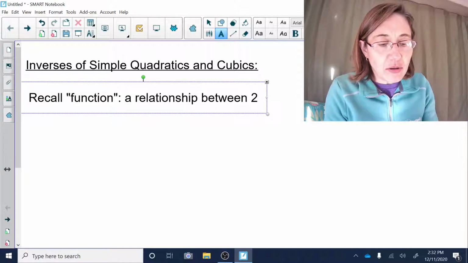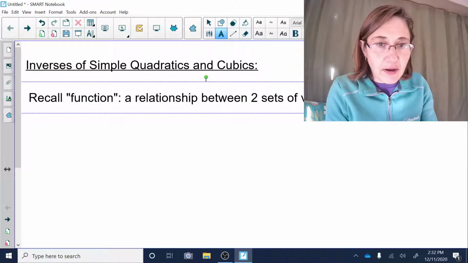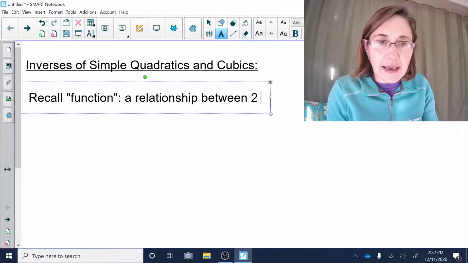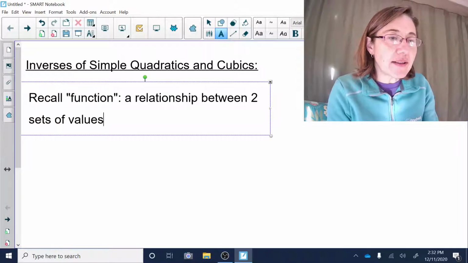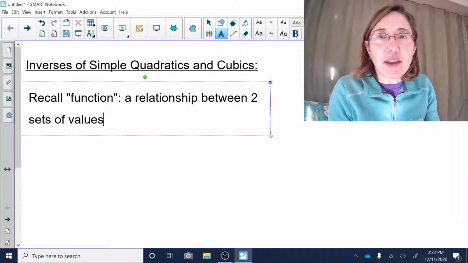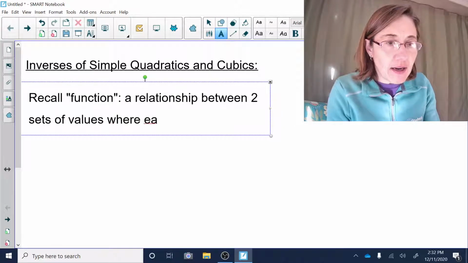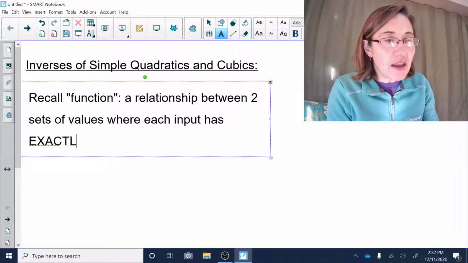Okay, so it's a relationship between two sets of values, where each... you probably can't see that part. Two sets of values. So that's like x's and y's is what I'm talking about, the domain and the range, where each input has exactly one output.